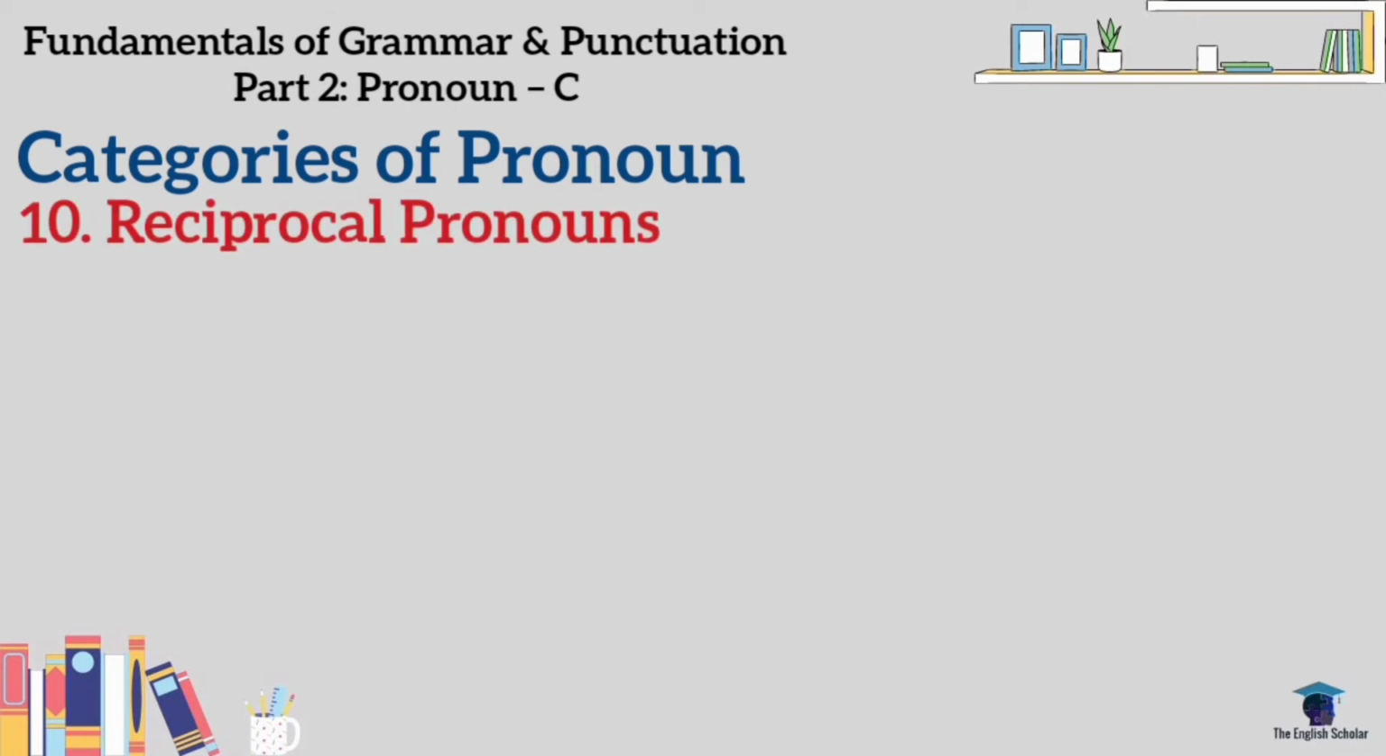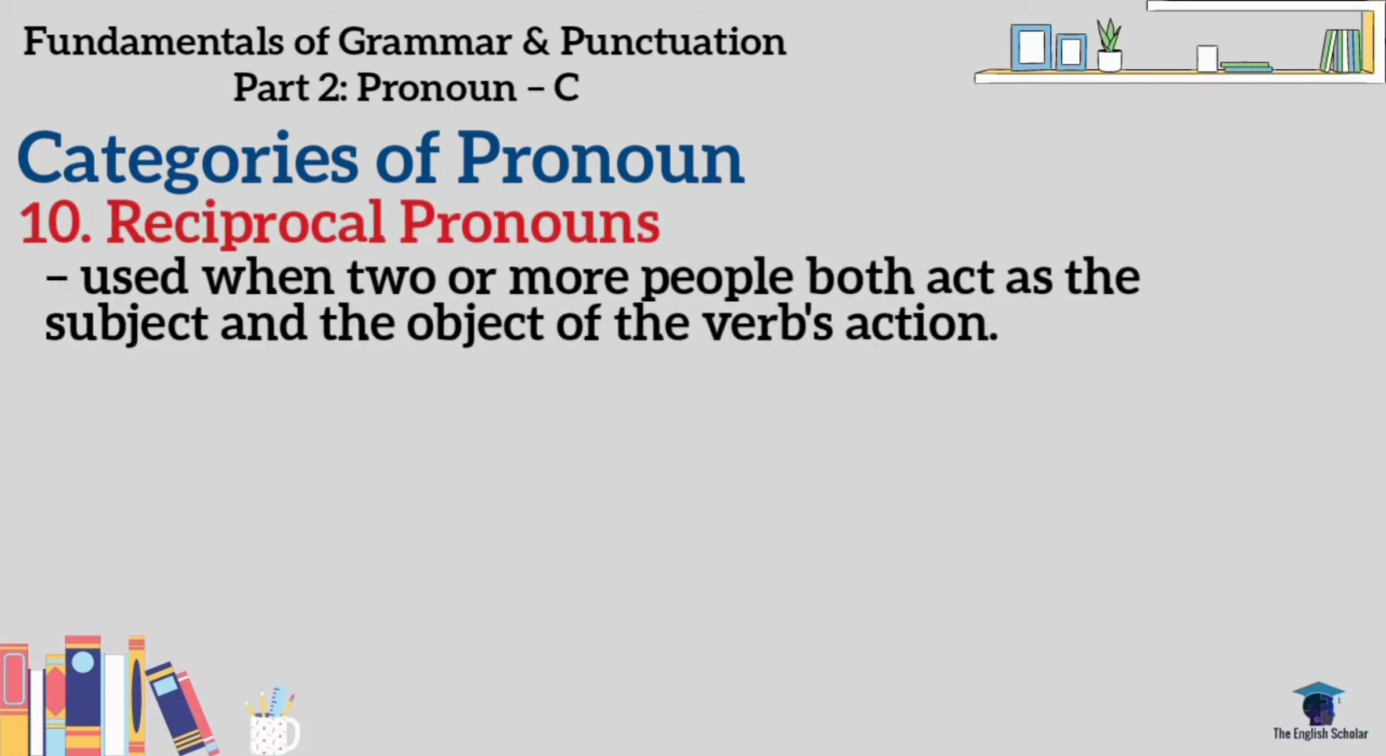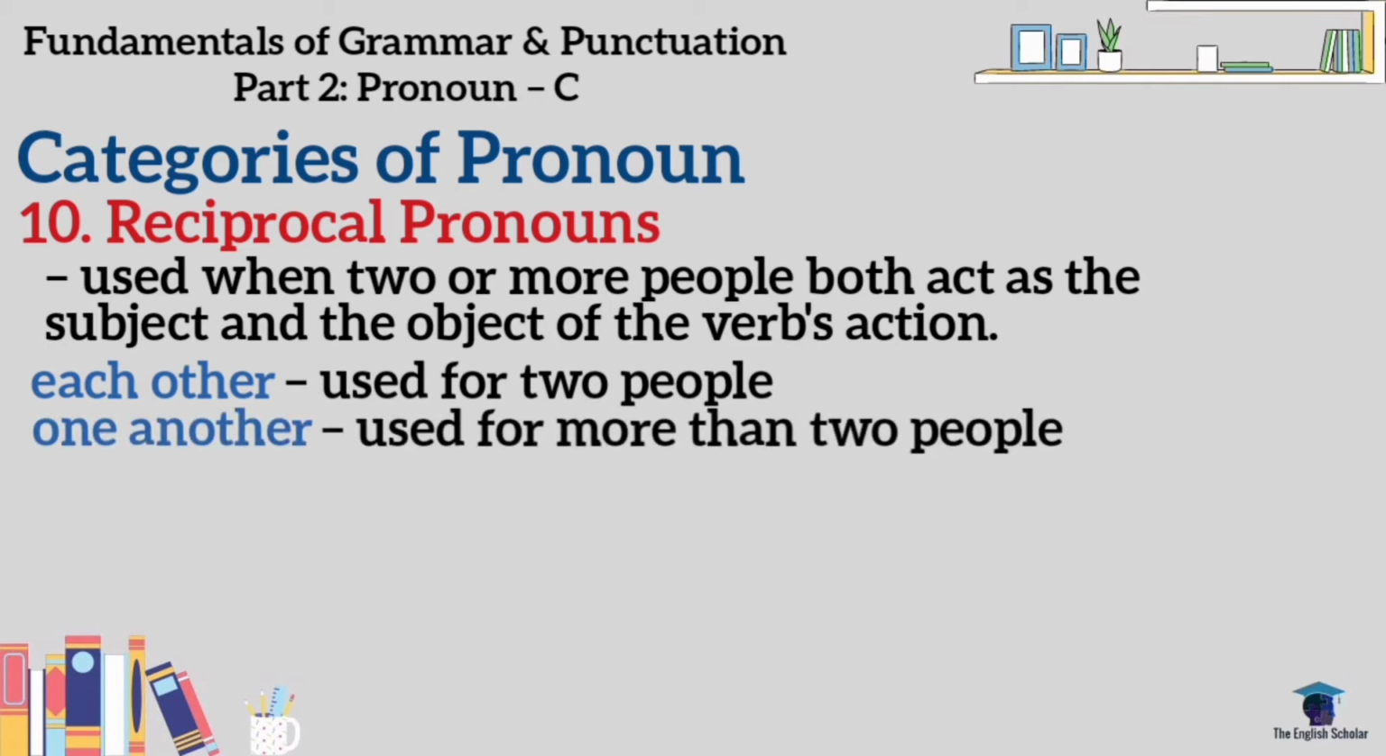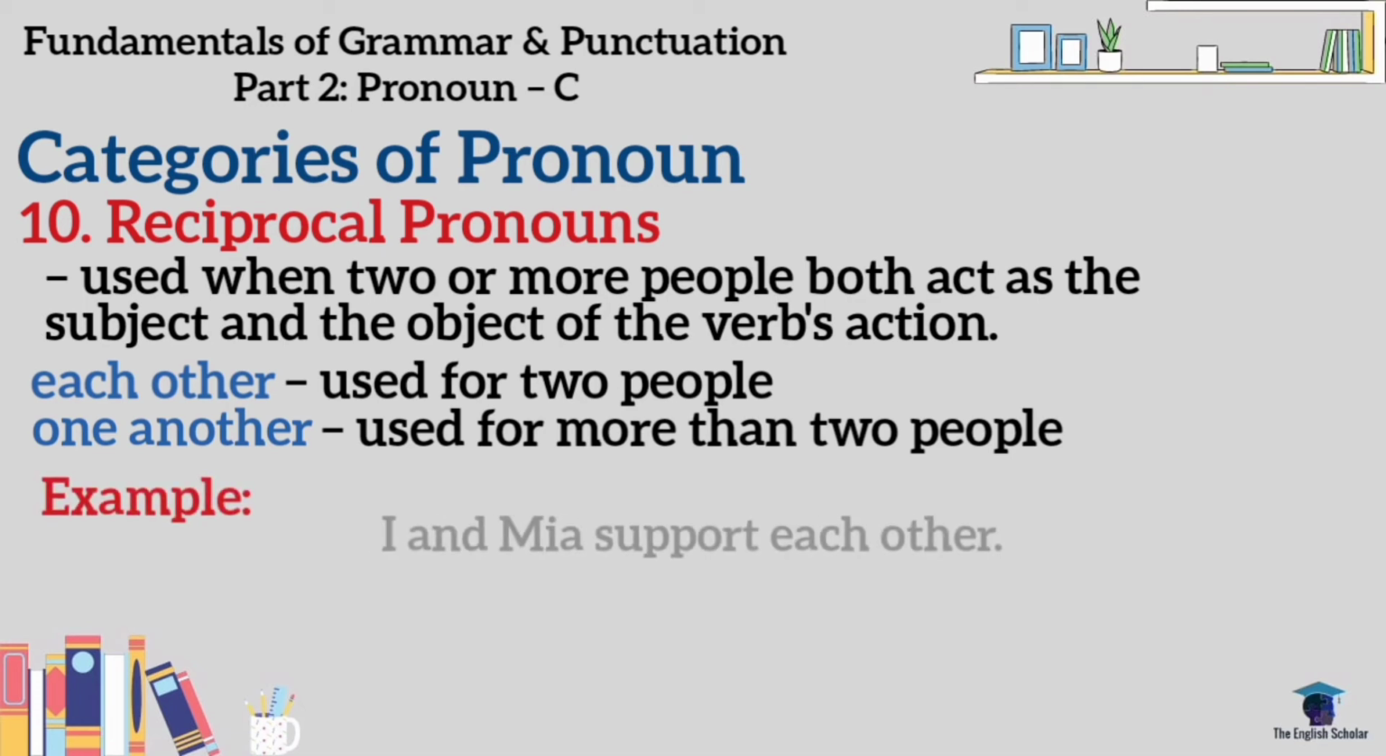Number 10. Reciprocal pronouns. Reciprocal pronouns are used when 2 or more people both act as the subject of a verb, and both or all individually and equally receive the verb's action. There are 2 reciprocal pronouns: each other, traditionally used for 2 people, and one another, traditionally used for more than 2 people. For example, I and Mia support each other.